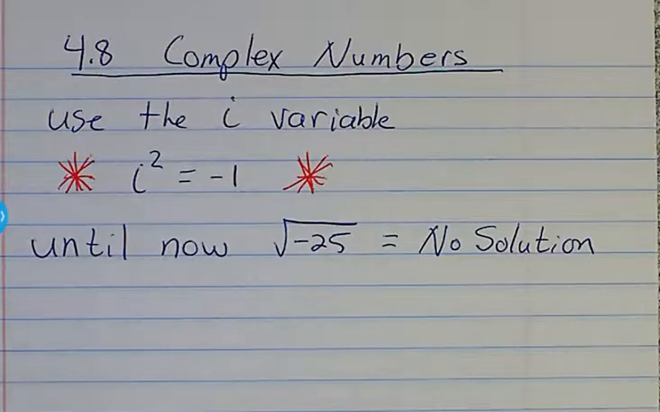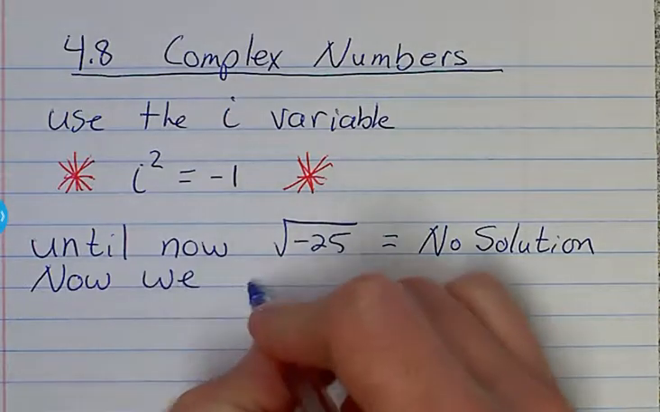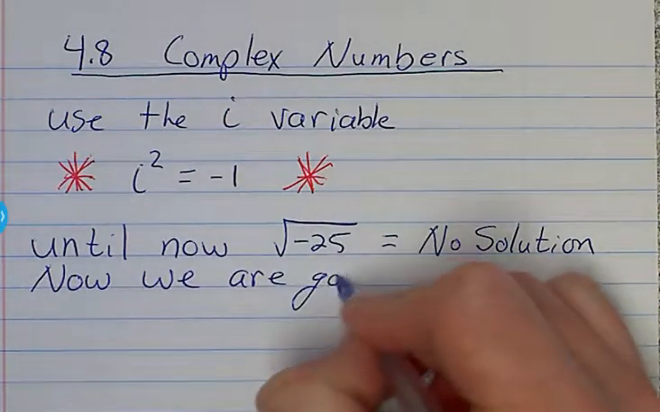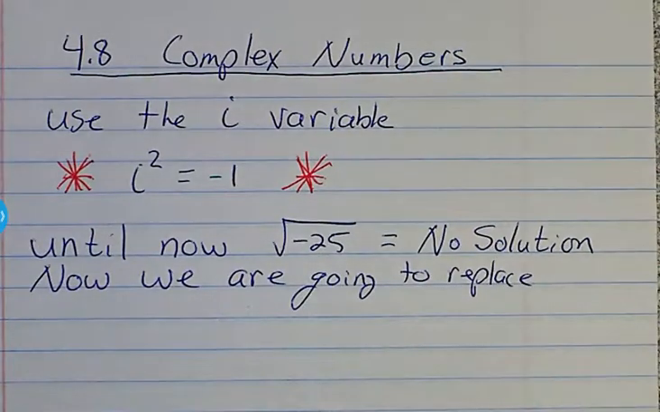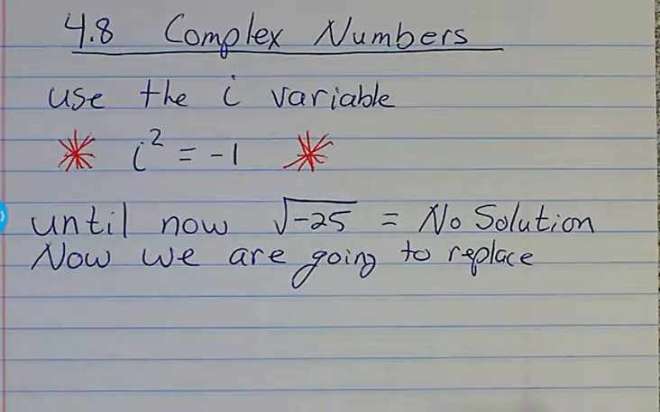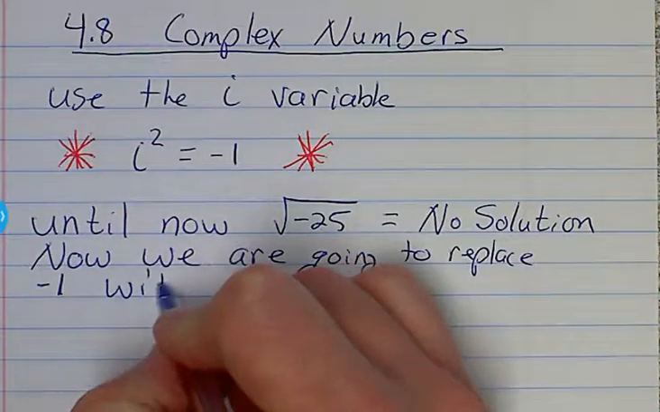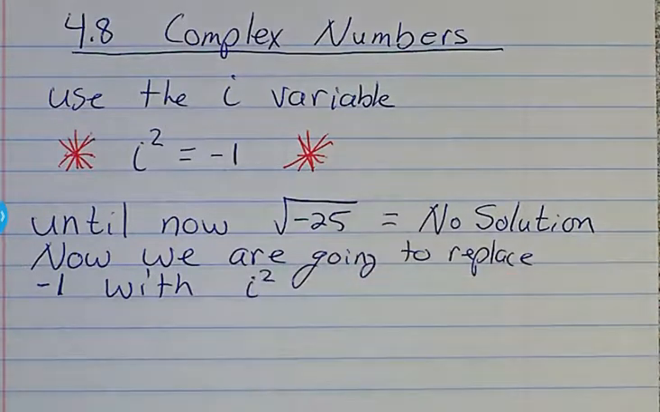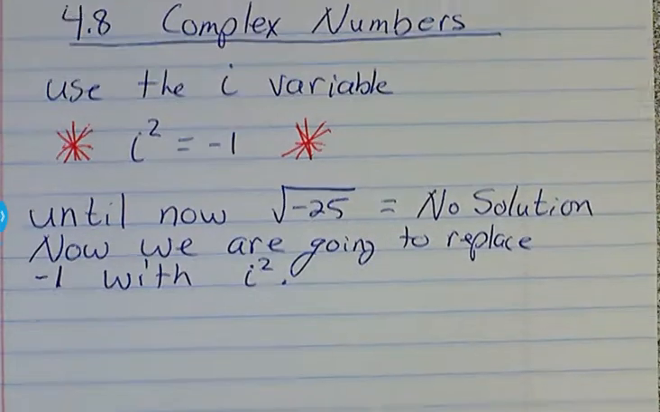Today, though, here's where we're going to change this. So everything in 4.7, now we're going to replace the negative that's in the square root with an I squared variable. Now you may be looking at going, but there's not a negative 1 in here. So here's why we kind of set this up and show you exactly what we're going to do.